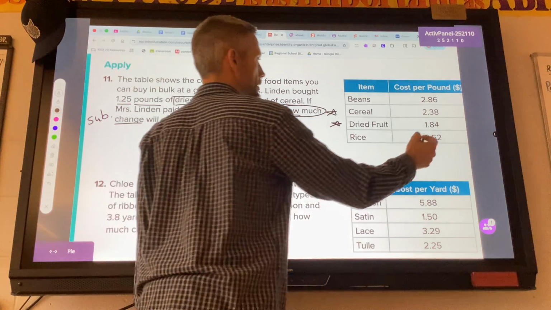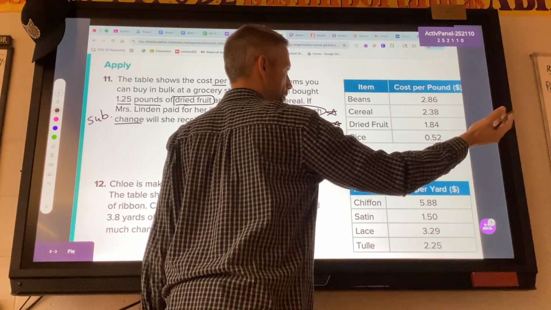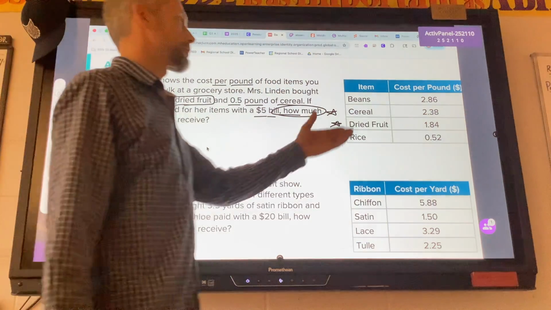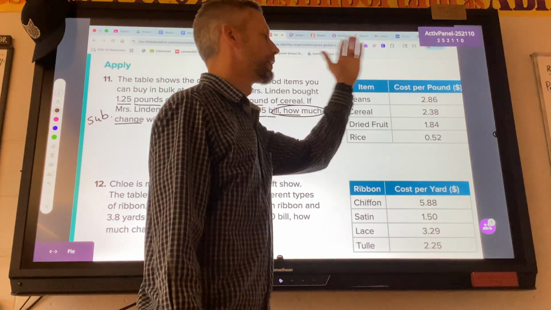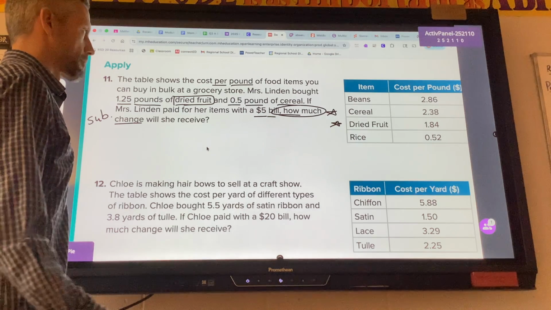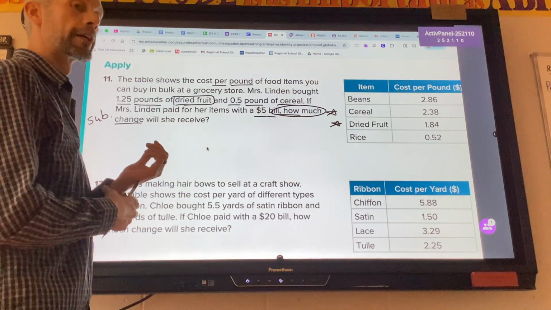It would be really easy if they said she bought 1 pound of each of these. If she bought 1 pound of cereal, it'd be $2.38. If she bought 1 pound of dried fruit, it'd be $1.84. If she bought 2 pounds of cereal, you do 2.38 times 2. If she bought 2 pounds of dried fruit, you would do $1.84 times 2. That's a good way to think about it to try to figure out what you're doing in this problem.